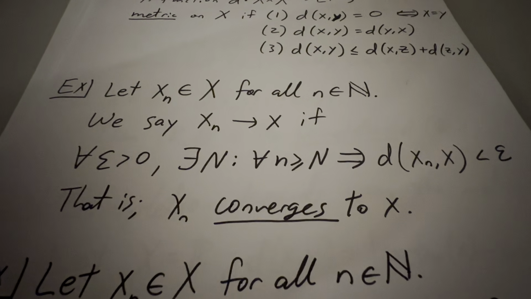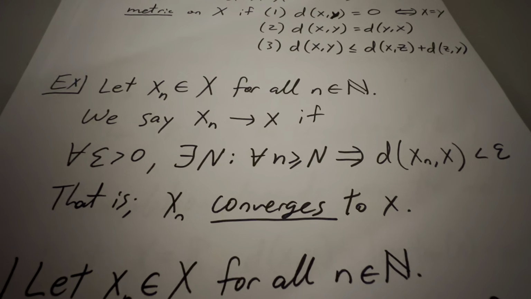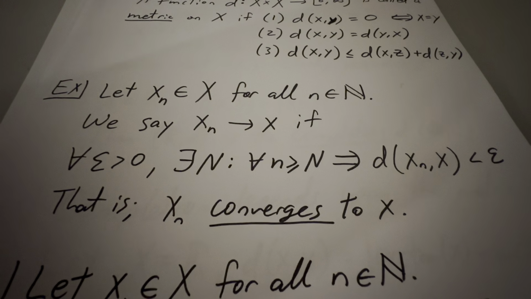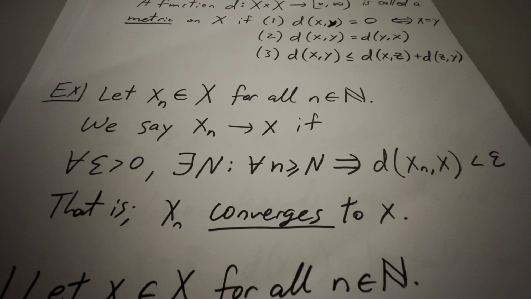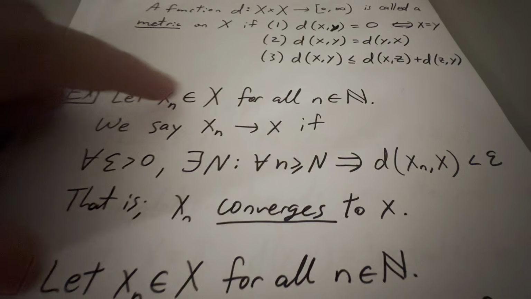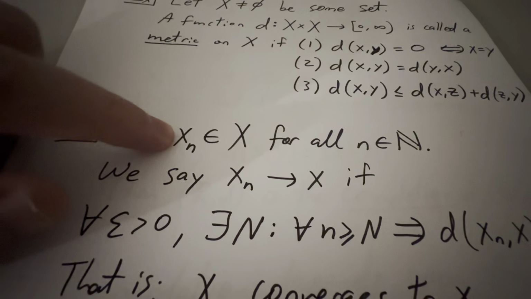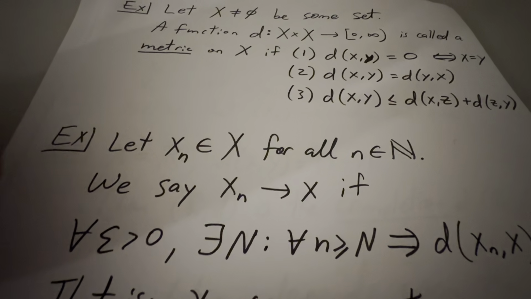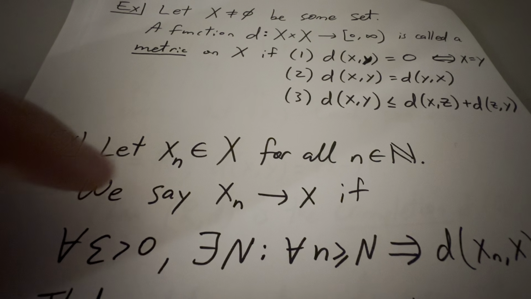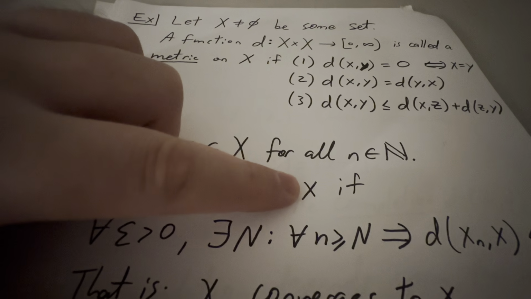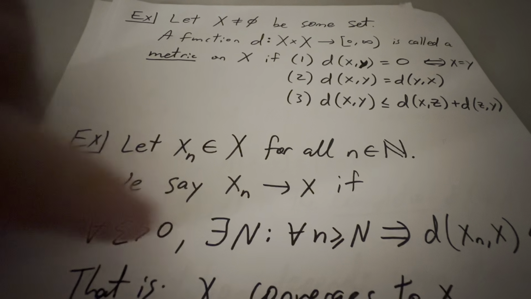Okay, so suppose that we have this metric space. We can talk about sequences in the metric space, which means that we pick xn to be an element of x. So here's the case, from earlier. Xn is in x for every natural number n. We say that xn converges to x if the following statement holds.